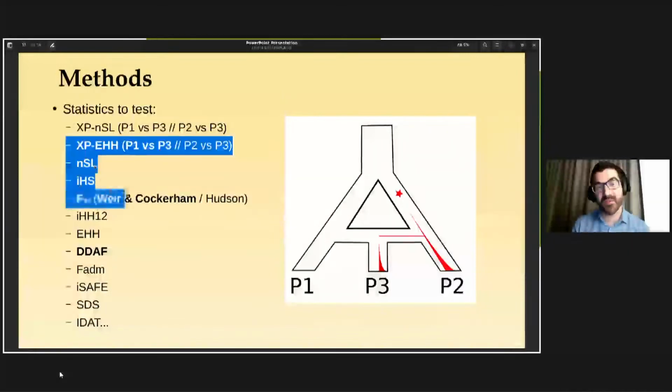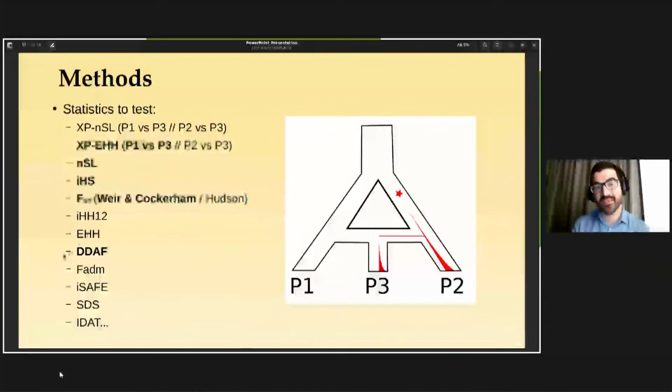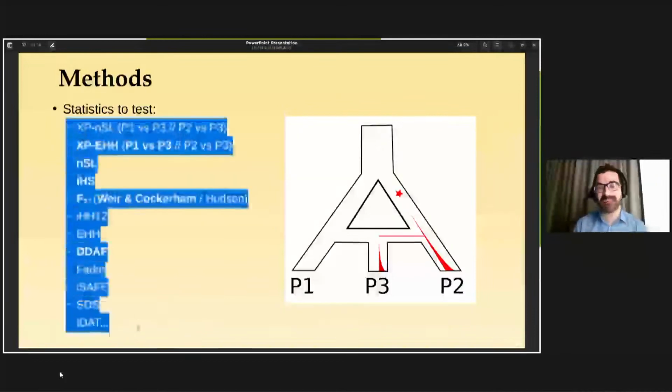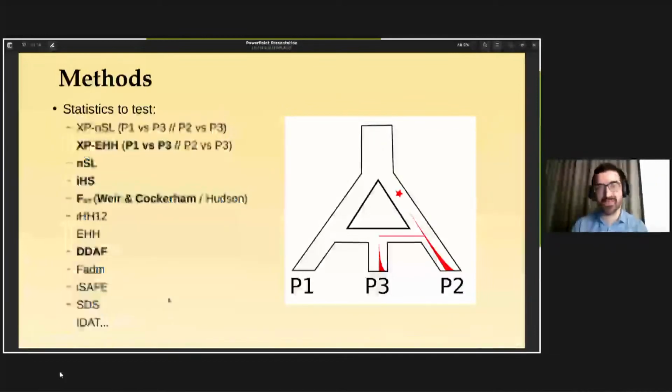The original 5 would be XP-EHH, nSL, iHS, FST, and DAF. Each one of those names means something different. But as we said, you can use as many statistics as you want. That's the good thing about SWIFR. It's totally agnostic to the number of statistics that you're providing, and the more information you provide it, the better.